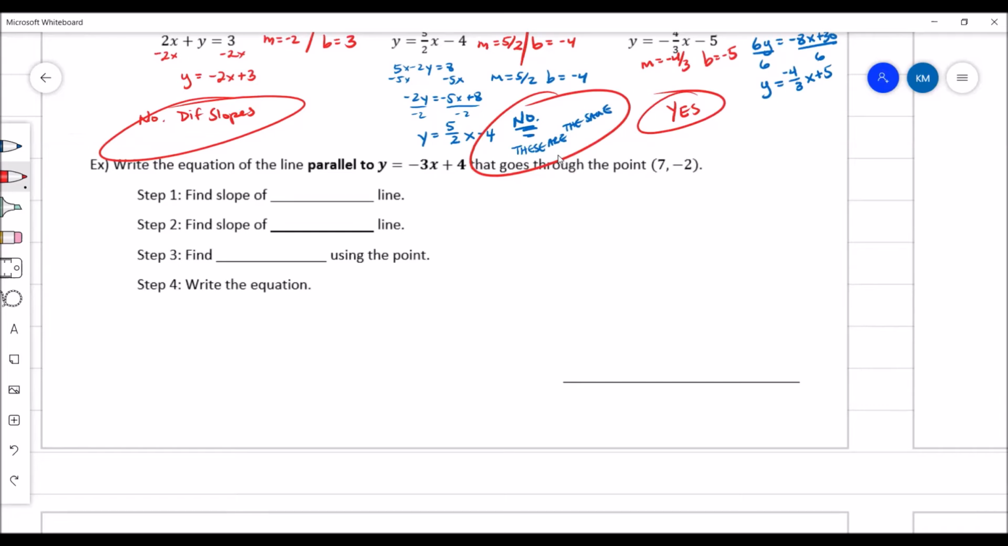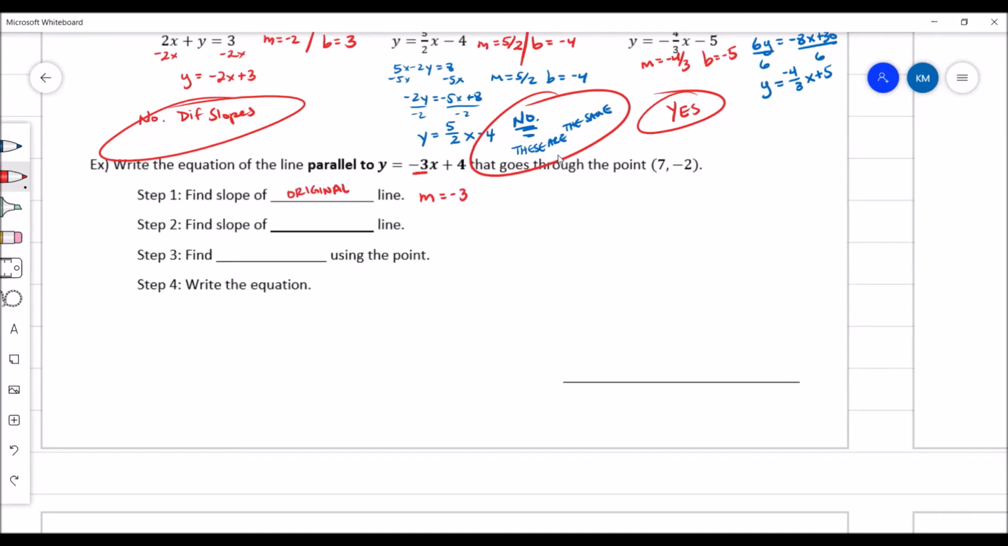We're going to find the slope of the original line. Okay, as we look at this problem, this is nice. They gave it to us in slope-intercept form. We know what the slope is. It's the number that's by x. Remember, it does not include x. Our slope is -3 because it's in slope-intercept form.